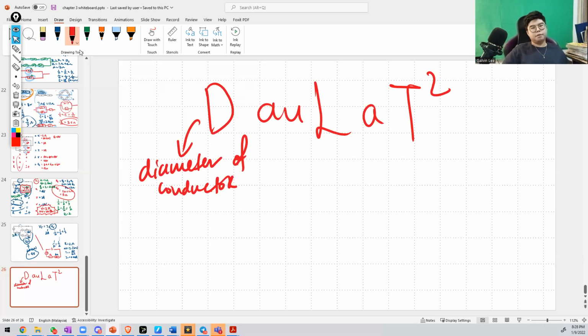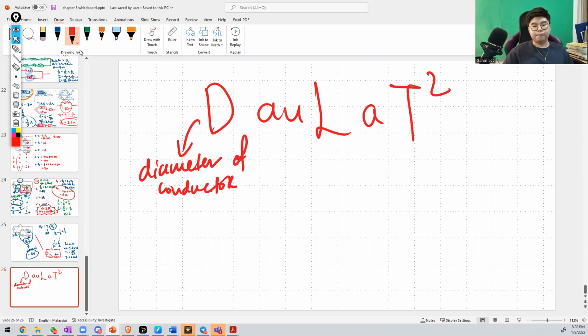Okay. Diameter means, is the wire, is the conductor thick or not? Right? We are talking about factors that affect resistance. How does it increase and decrease the resistance? Okay. Diameter of conductor means the wire. Thick or thin? Thick, like the one outside there, the electric cable from TNB. Thin means like your USB cable, the thin one.